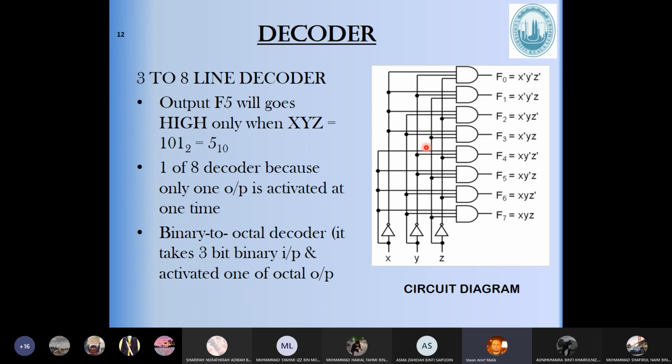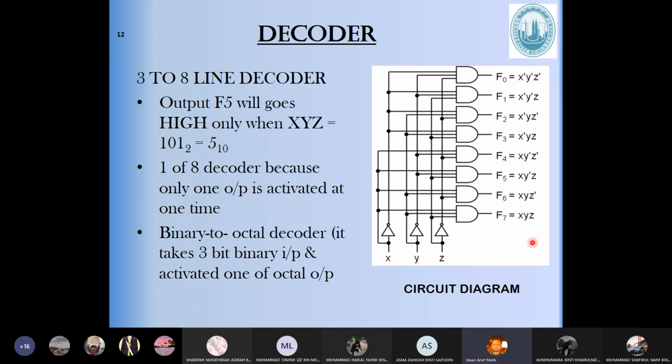Okay, so output F5, which is this one, will go high only when X, Y, Z is 101. Right? From here 1, from here 0, from here 1. So 101 means it will become 111. Okay, 101 enters here. This is 1, this is 0 inverted becomes 1, this is 1. So 111 it will become a 1 output. So F5 will become high. So if there is an LED at output F5, that LED will light up.